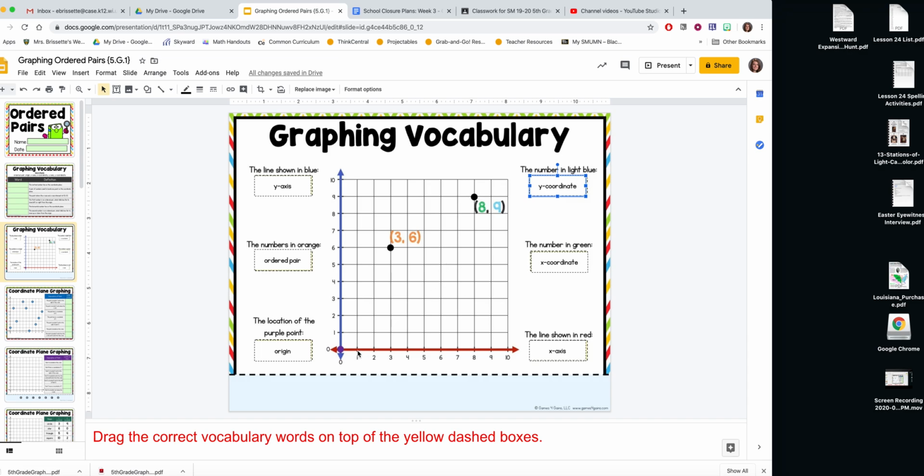Let's go over it again. This is our x-axis telling us left or right how far to go. This is our y-axis telling us how high or low to go. Each point on here can be told with an ordered pair. However far over I go, that's my x coordinate, and however high up I go, that's my y coordinate. So the first number of my ordered pair is the x coordinate, my second number is the y coordinate, and then the point where both lines meet is called the origin. Put these back for you to complete.